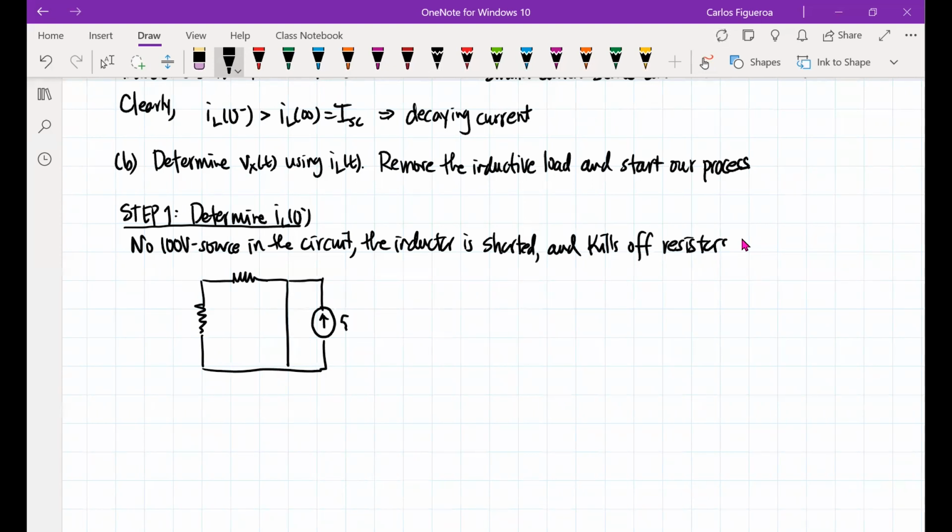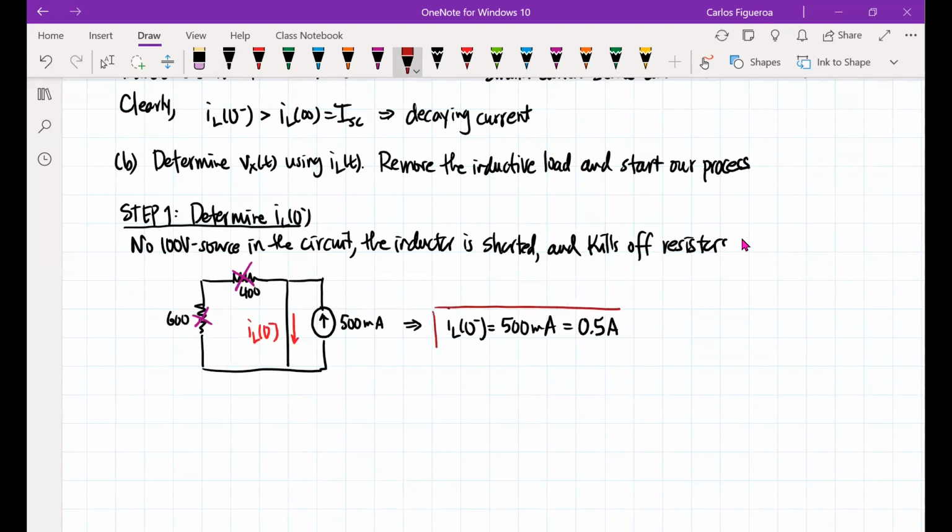So here's my 500 milliamp. Then I have the current of the inductor going in this direction. But we clearly see that these guys are killed off. Maybe I should have written the numbers here, 600, 400. We can clearly see here that because it shorted them out, this guy is then going to be 500 milliamp, or 0.5, that half an amp. So now I've got my first step.